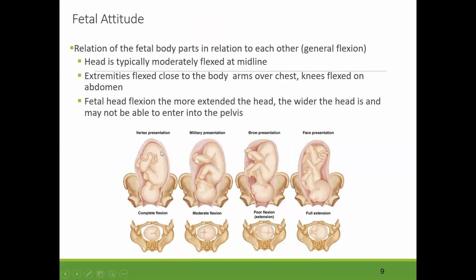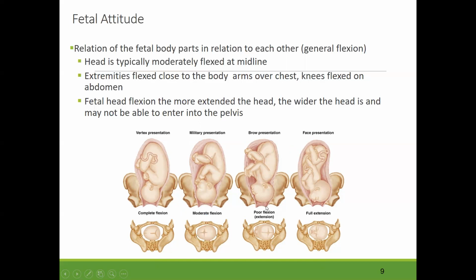So here are some pretty common fetal attitudes. Again, we already looked at the vertex presentation, where baby is completely flexed and squeezed and the top of the head is coming down. So that's an ideal position that we'd like to see. Then we have what's called a military presentation, where the baby is moderately flexed, but as you can see, it's not quite as squished up in there as we'd like to see. The knees and the arms and everything aren't quite flexed. So again, that diameter lengthens.